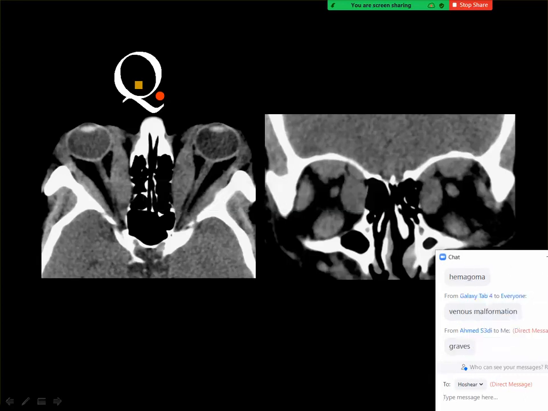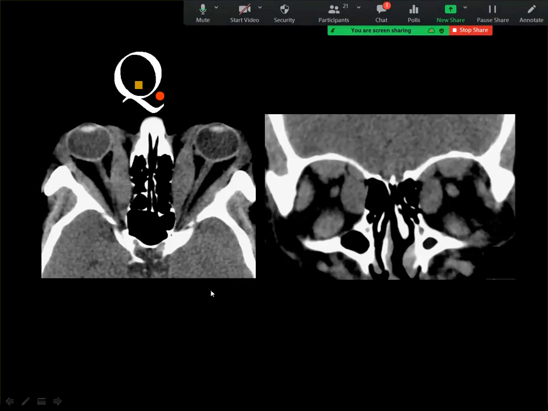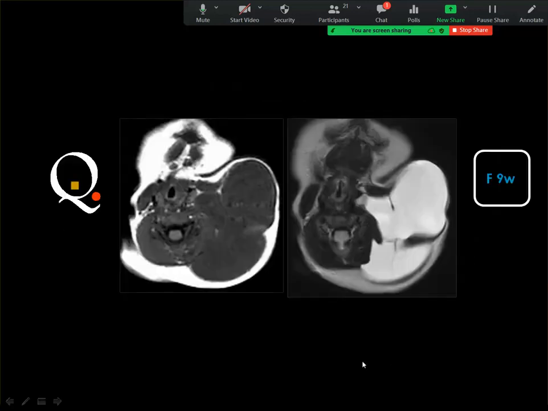Yes, and this is a straightforward case of Graves' disease, multiple muscle enlargement on both sides, with involvement in particular of the medial rectus and inferior rectus. Also, the superior rectus levator complex are involved, and this is diagnostic of Graves' disease.